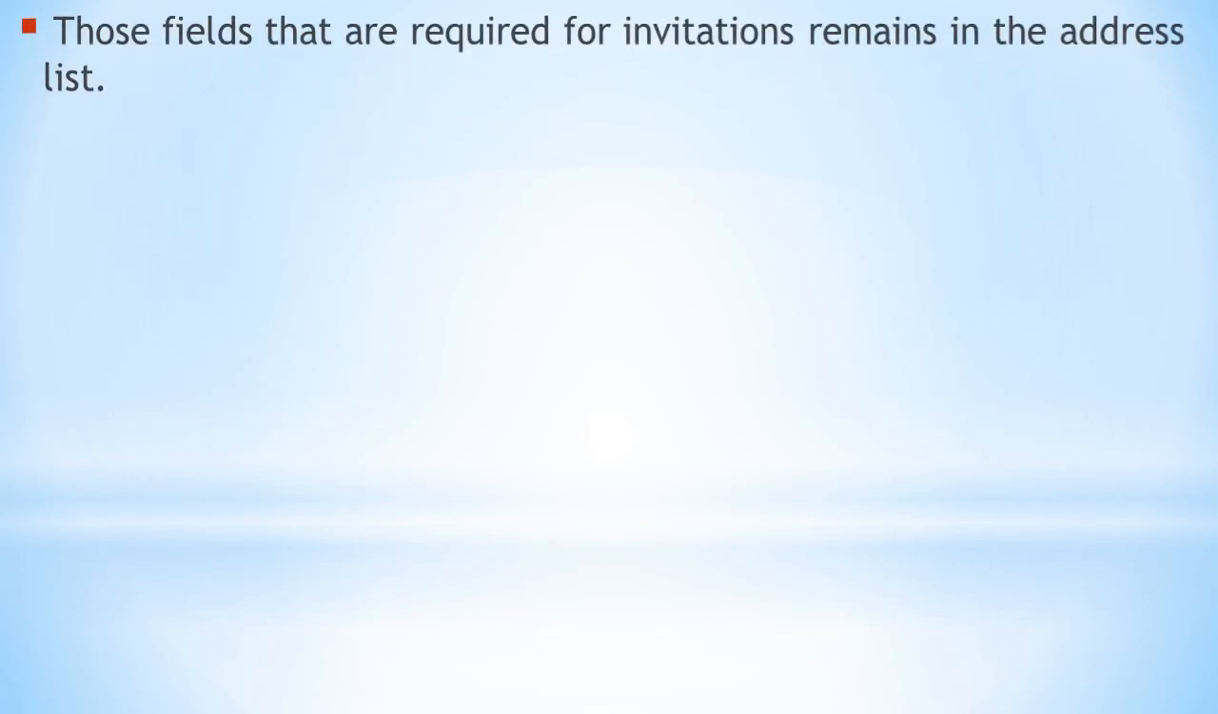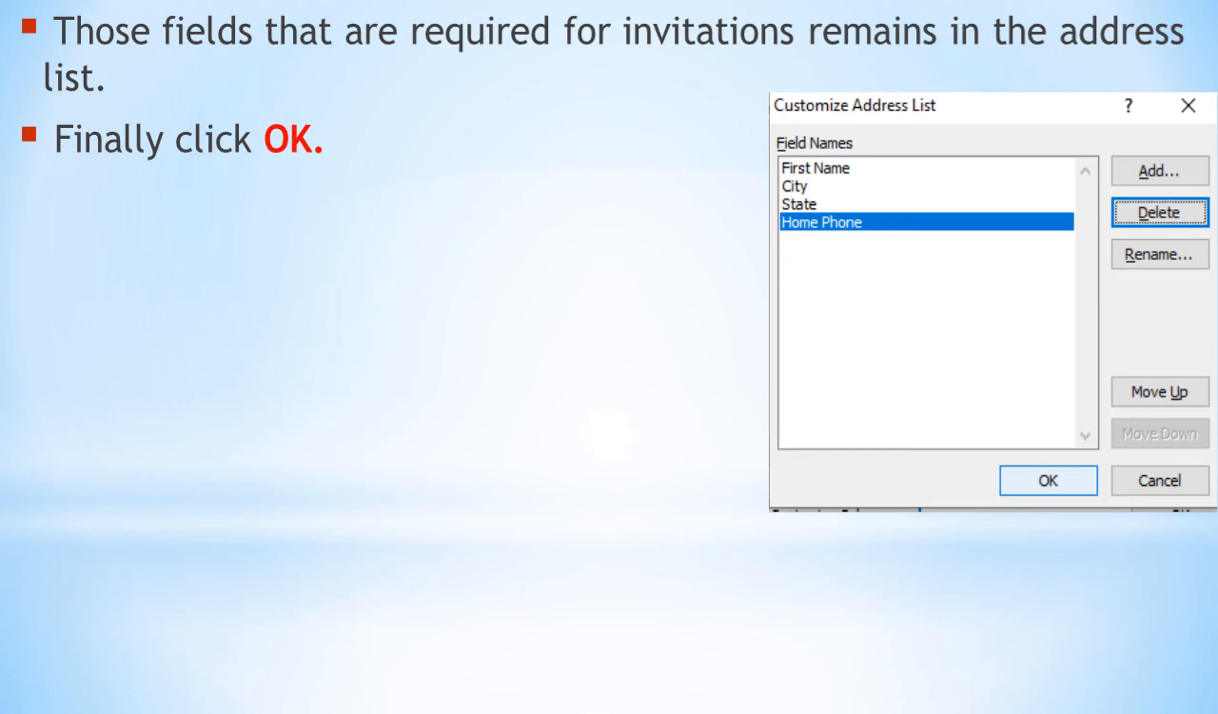Next, those fields that are required for the invitation remain in the address list. Those fields, if you don't want, you can delete using the delete option, right? And you can rename also, right? Whatever you want will remain in the address list like that only. If you finished deleting or renaming everything, you can click on the OK option. When you click on OK, the new address list window will be ready for you.